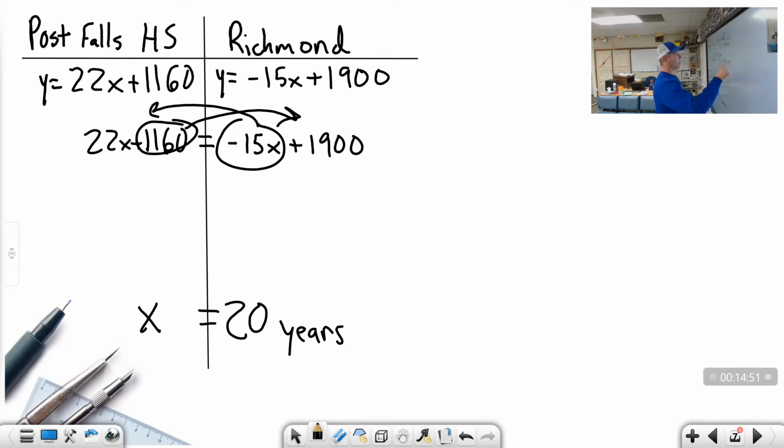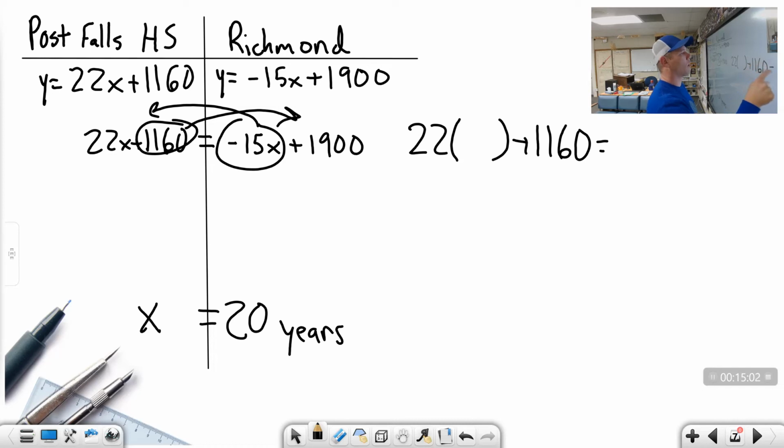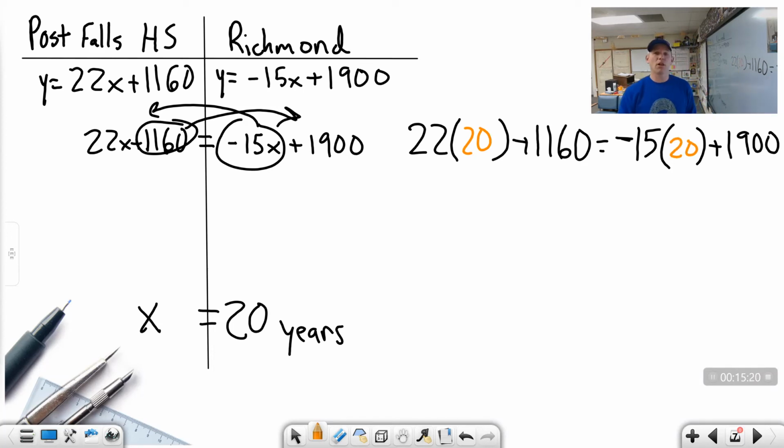So I'm going to take my equation, and I'm going to write 22, but I don't write the x, I write a parentheses, plus 1,160 equals negative, make sure you include that negative, times plus 1,900. Now I'm going to take the number, what was my answer for x? X equals 20. Now you are going to have to follow the order of operations, and you're going to need to tell me what is the population of each school.